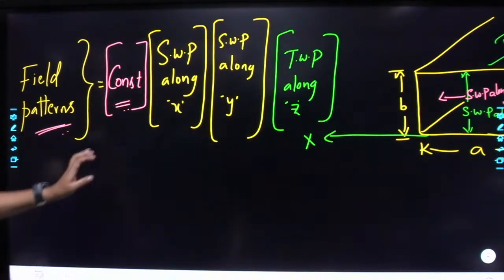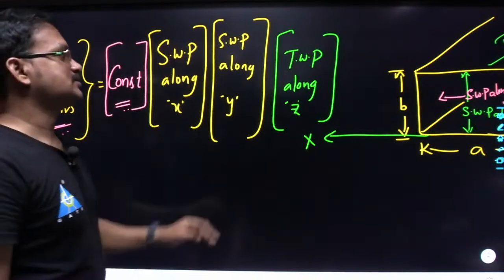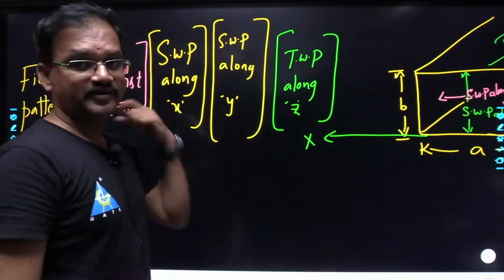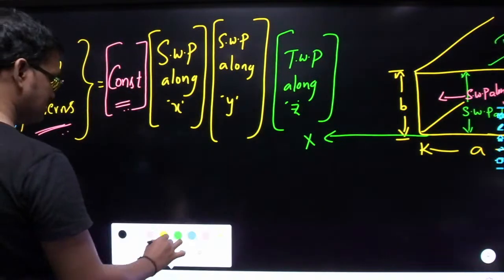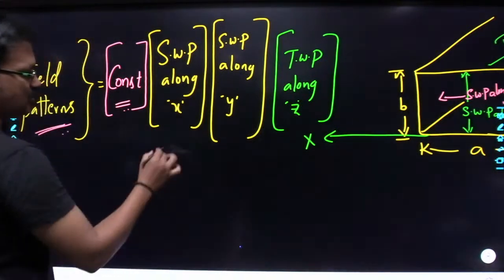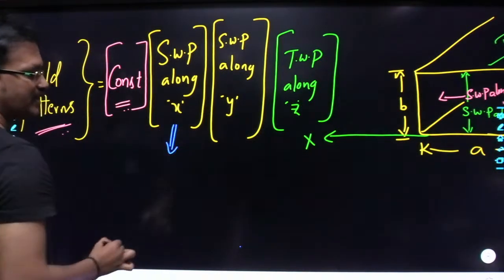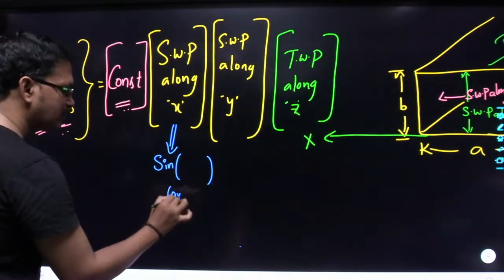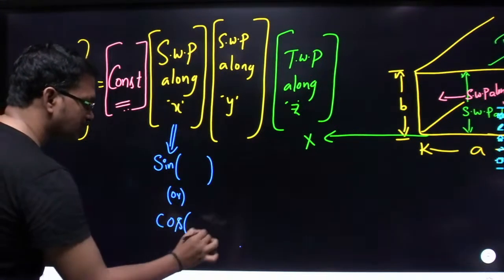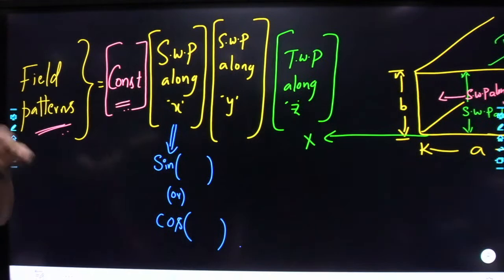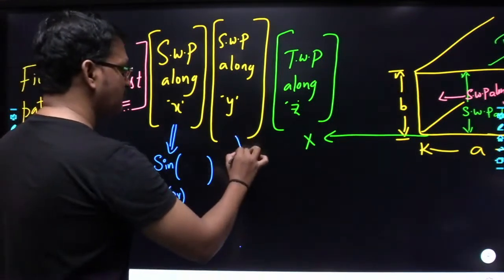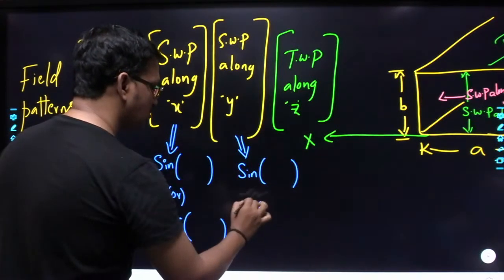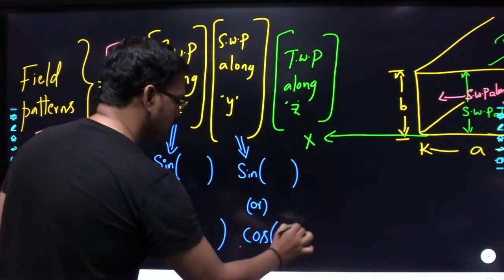Some constant multiplied by the standing wave pattern along x, the standing wave pattern along y, and the traveling wave pattern along z, right? So how can we represent the standing wave pattern along x? We can represent it either in terms of a sine function or in terms of a cos function. Similarly, the standing wave pattern along y can also be represented either in terms of a sine function or a cos function.